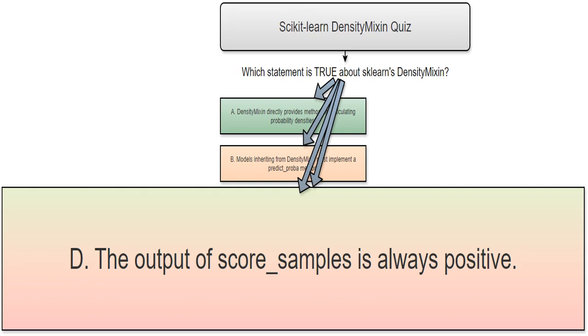Incorrect. DensityMixin acts as a blueprint. It doesn't directly perform calculations itself. It outlines what methods a model inheriting from it must implement. Those inheriting models, then, will do the actual probability density calculations using the score_samples method. Imagine DensityMixin as an architect's plan. It sets the rules, but the actual building, the probability density calculations, is done by the contractors, the inheriting models. Hope that makes it clear.